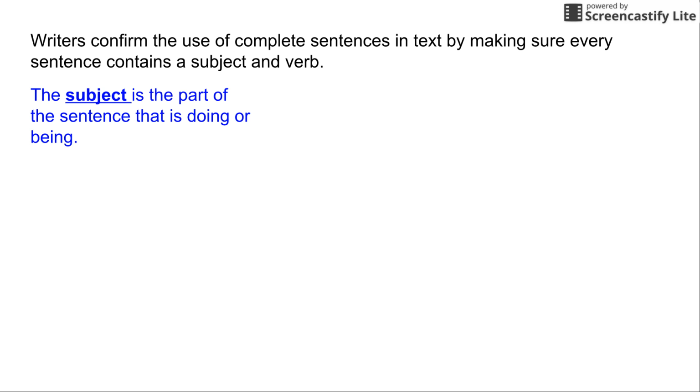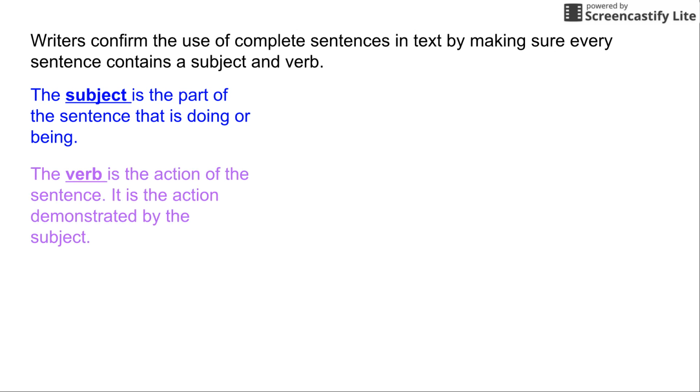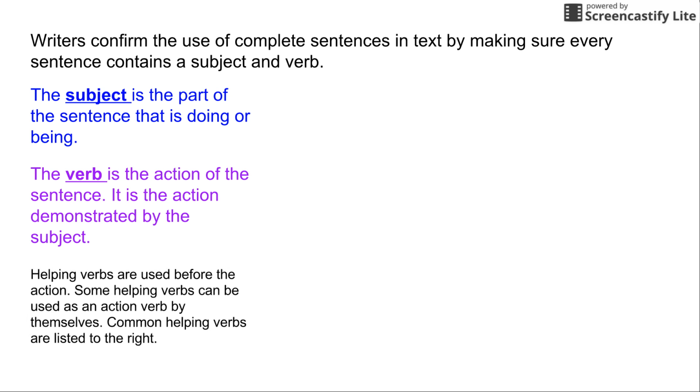The subject is the part of the sentence that is doing or being. And then the verb is the action of the sentence. It is the action demonstrated by the subject. I will say that there are many helping verbs that are used sometimes before the action. Some helping verbs can be used as an action verb by themselves, and common helping verbs are listed to the right.